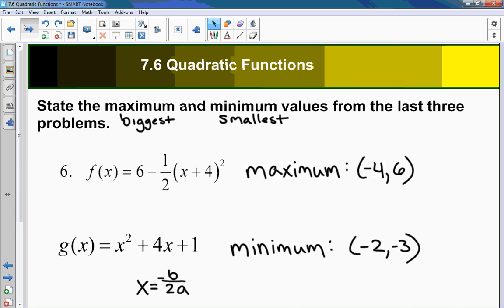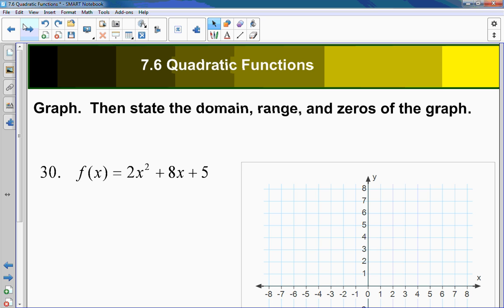One final topic that we're going to talk about in 7.6. Bear with me, we're almost done. 7.6. Okay, we're going to have to graph. We're going to have to state the domain, range, and zeros of the graph. Whoa, whoa, whoa, whoa. These are old terms. I know it's been a long time, but let's just review.